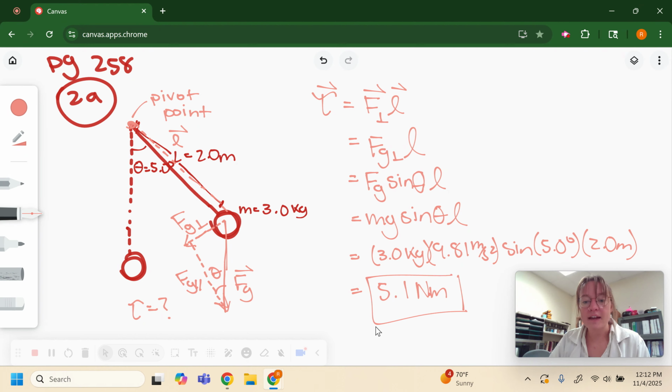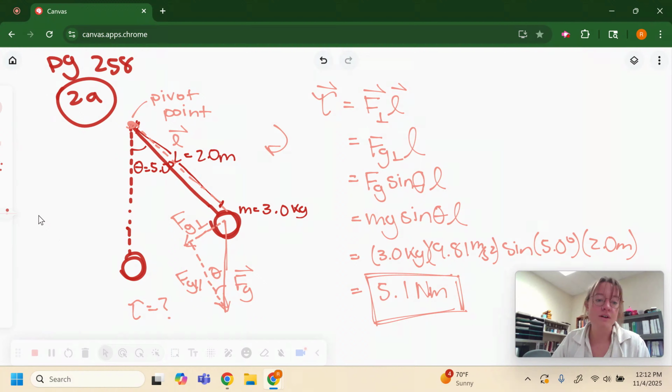If I asked you for the direction of the torque based on the diagram that I drew here, you would say, well, that torque is going this way, which appears to be kind of sort of clockwise, and so I would call that negative torque in this case. But that's based on the way that I drew my picture. Couldn't you have also pulled the pendulum back the other way?